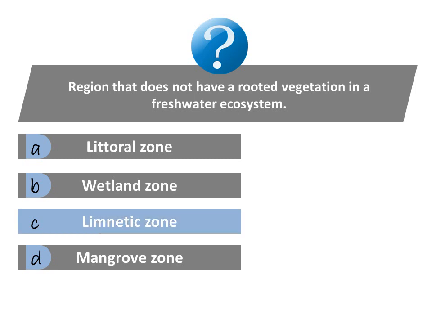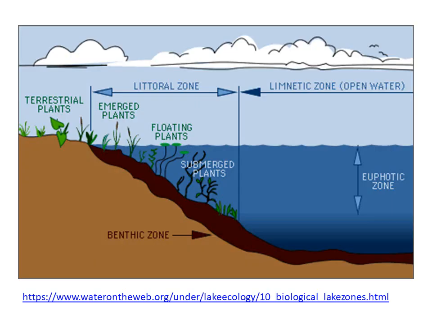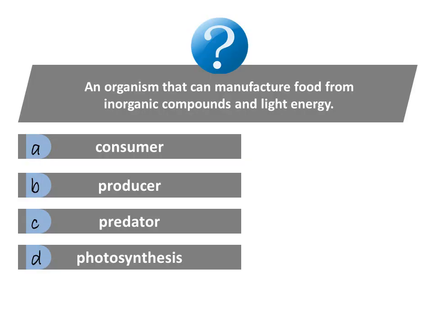Limnetic zone. Asan ba makikita yung limnetic zone? For example, dito sa lake. So, sa littoral zone, meron pa tayong mga tanim or rooted vegetation. Ayan, may mga ugat. Pero dito sa limnetic zone, ito yung open water. Dahil sa open water, wala ka nang makikitang mga tanim-tanim or rooted vegetation. So, the correct answer is limnetic zone. Wala na siyang rooted vegetation.